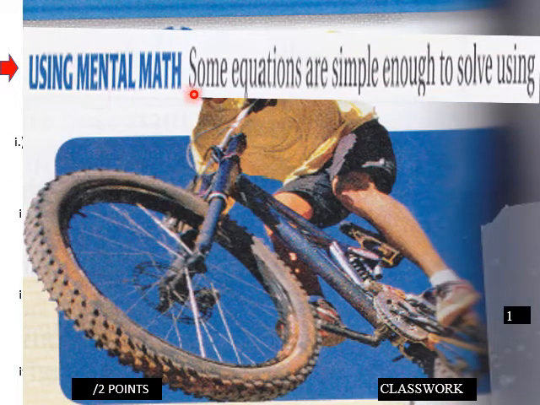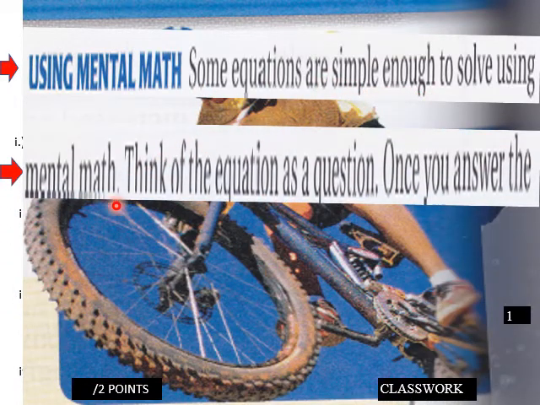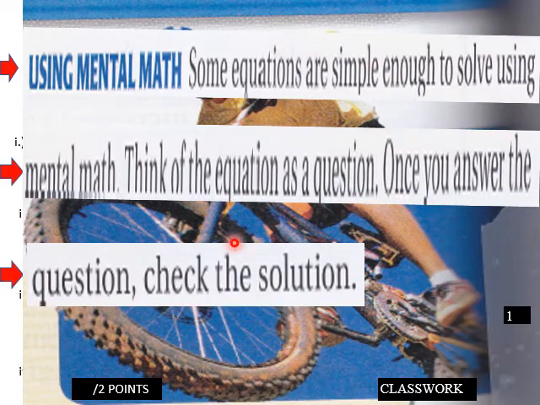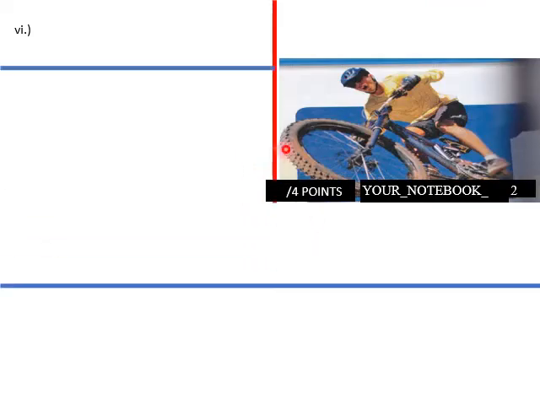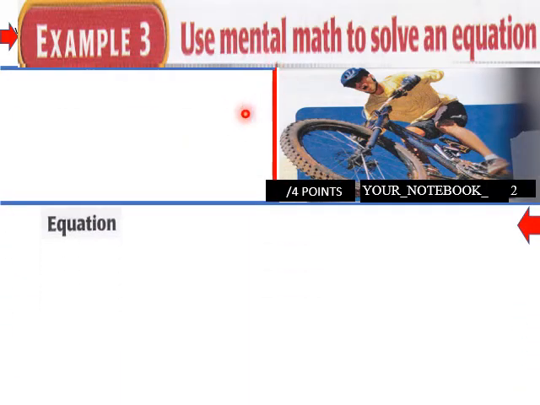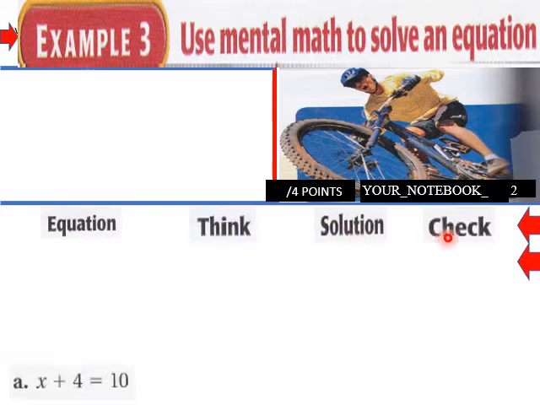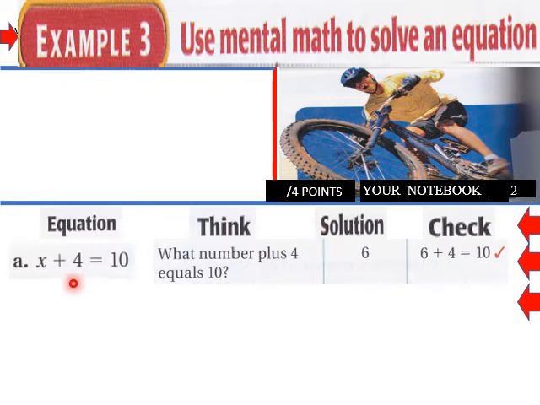Using mental math. Some equations are simple enough to solve using mental math. Think of the equation as a question. Once you answer the question, check the solution. So you can mentally do a lot of these equations, students. Use mental math to solve the equation. So equation, think, and then solution, then check. Those are your stages.